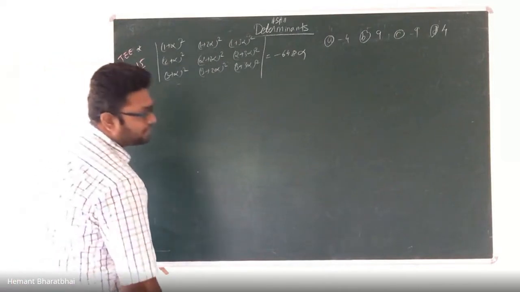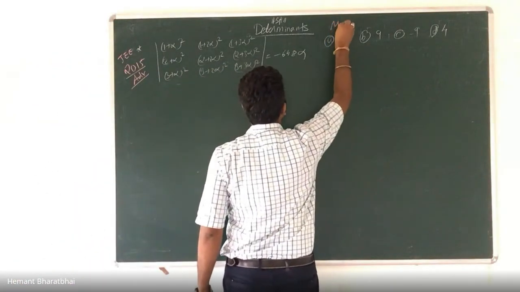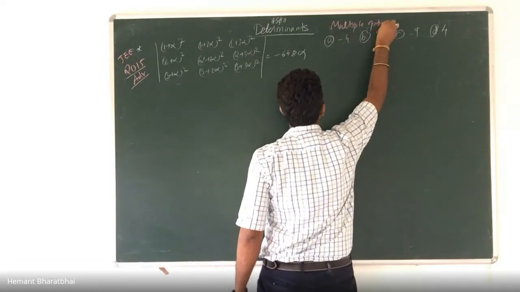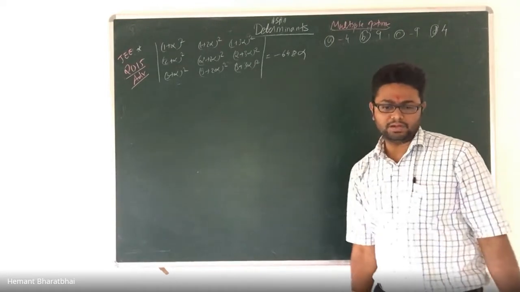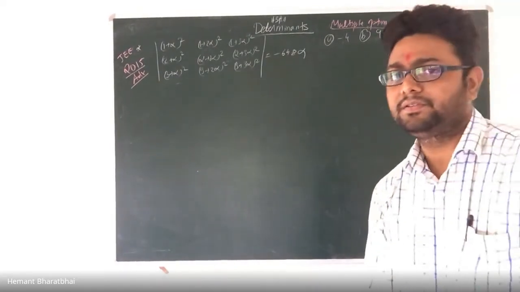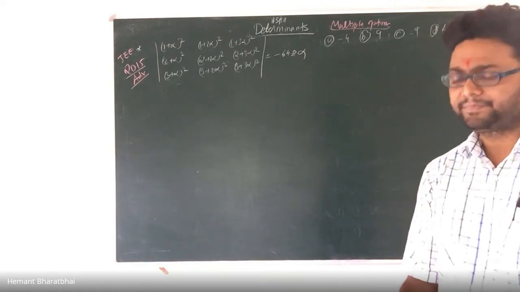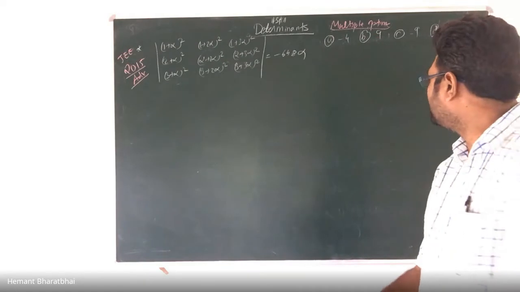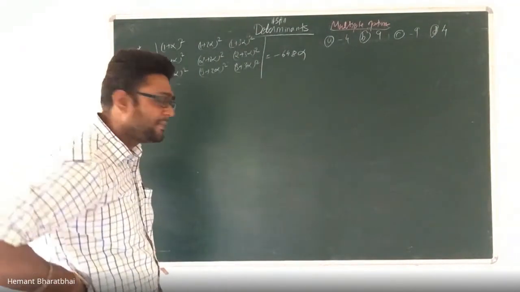So when we talk about advanced, multiple options can be right. Remember that. For most of the advanced questions where the options are there, multiple options may be right. So here when I solve this determinant, I can get multiple values of alpha. So let's try it.